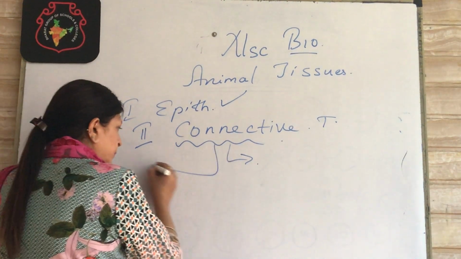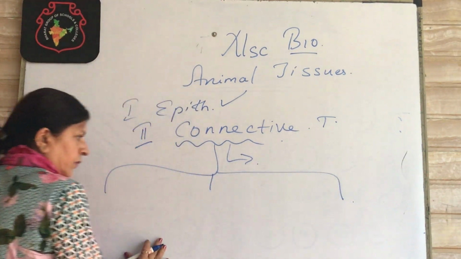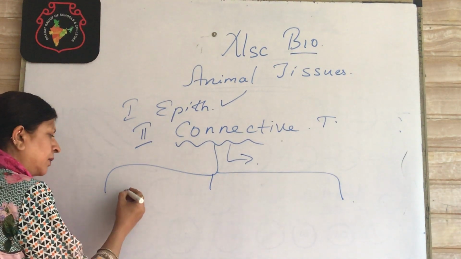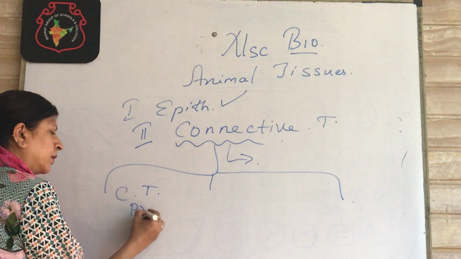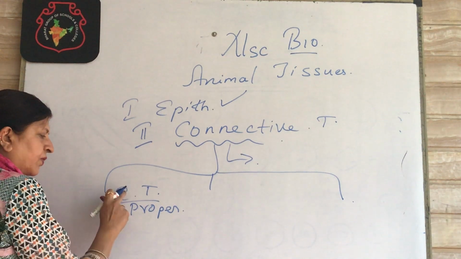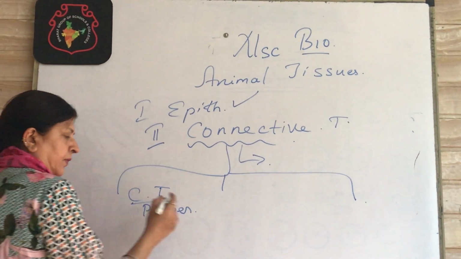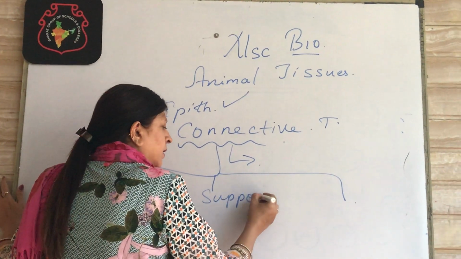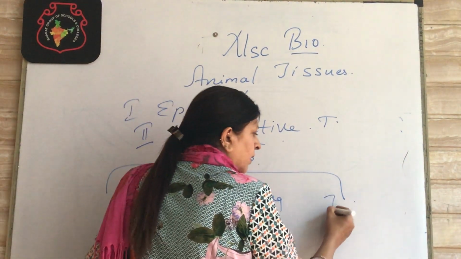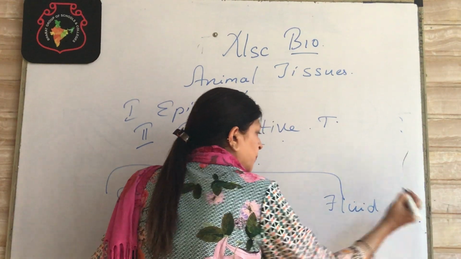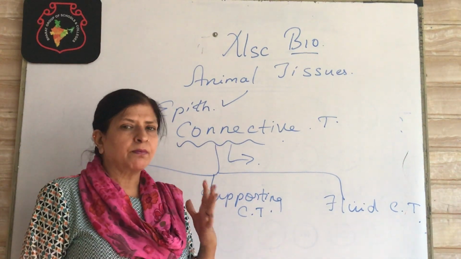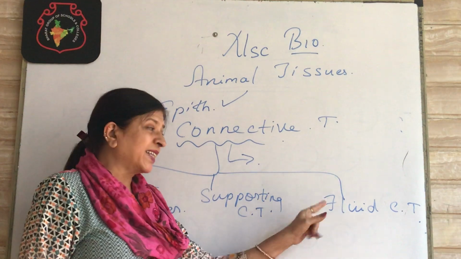Now this connective tissue is of three types or three kinds. Number one is connective tissue proper. I'm using initials, so be alert. The other one is supporting connective tissue, and the third one is fluid connective tissue. Fluid might sound weird to you, but as I do each one, this will get clearer to you.